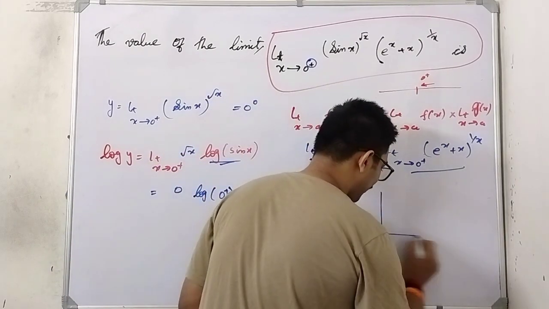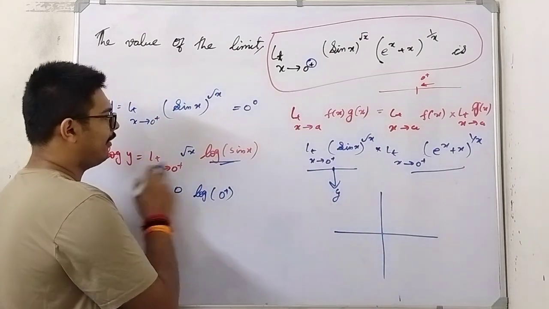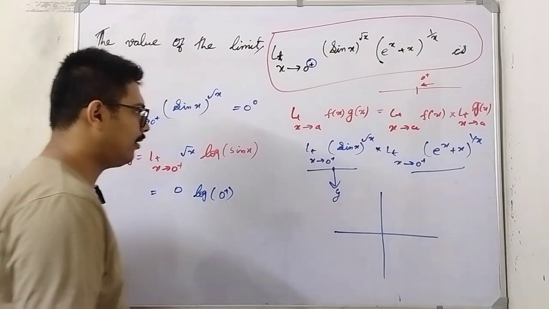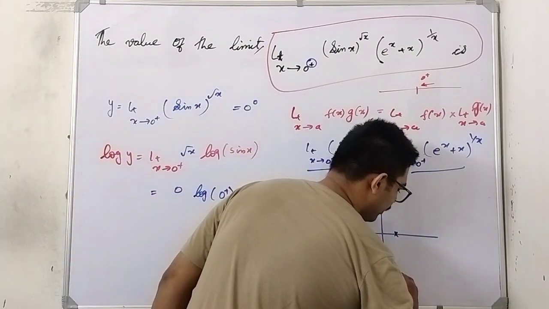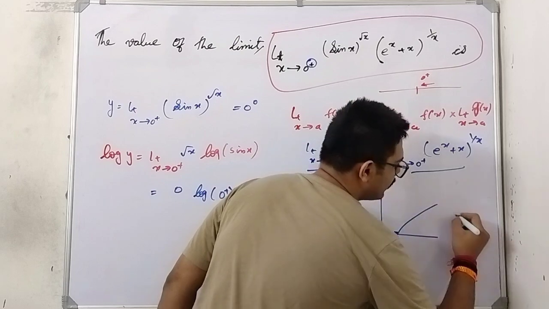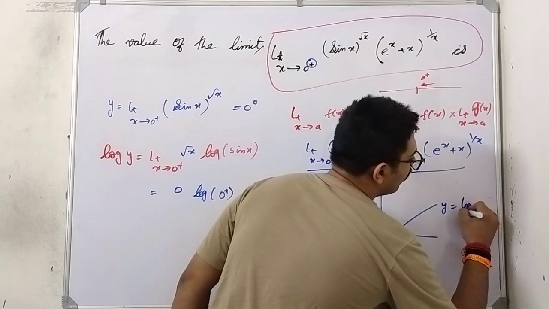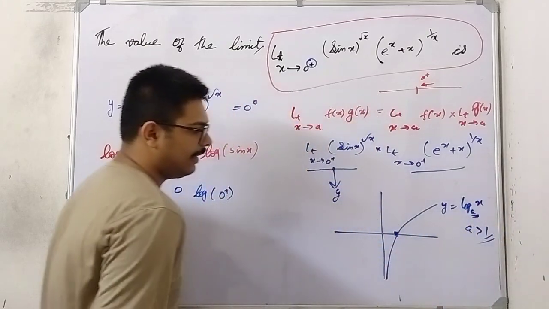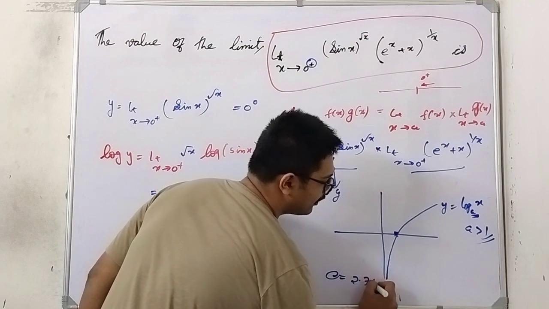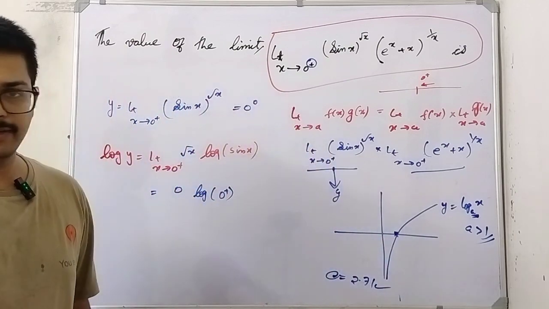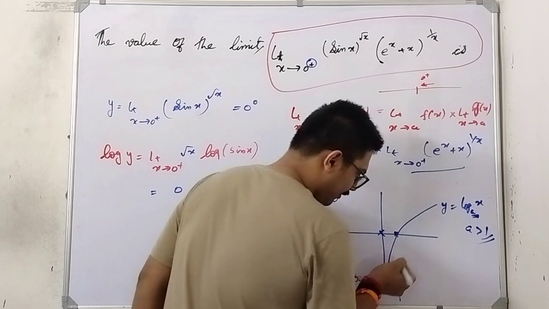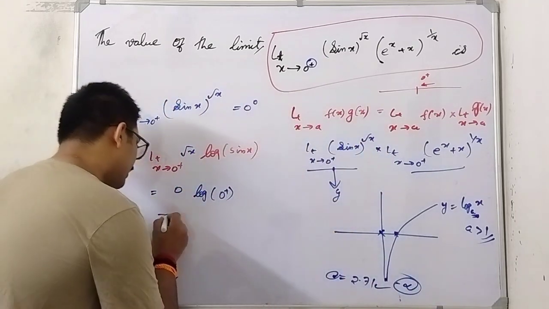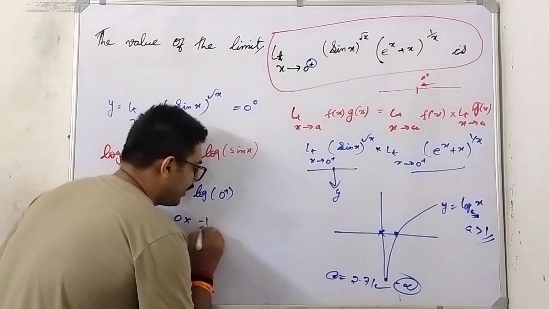See, this is the graph of log x. If nothing is mentioned, by default the log base will be e. This is the graph of y equals log base a of x. If a is greater than 1, e is approximately 2.71, which is greater than 1, so the graph will be like this. So what will be the value at 0? When x approaches 0, the y value is tending to minus infinity. It will be 0 into minus infinity.